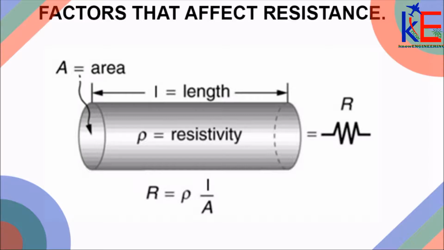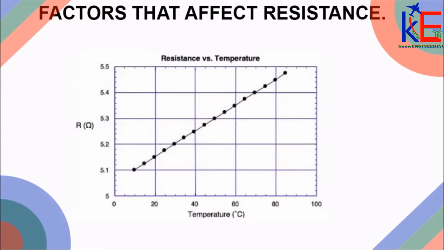From the relation, the resistance R is directly proportional to the resistivity ρ and the length L, but inversely proportional to the area A. The resistivity may vary for different materials. That is why the type of material is considered a factor that affects resistance value. Observing the graph carefully, it is observed that resistance is directly proportional to temperature. That is why Ohm's law insists on constant temperature for accuracy.